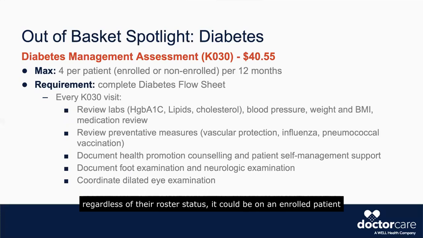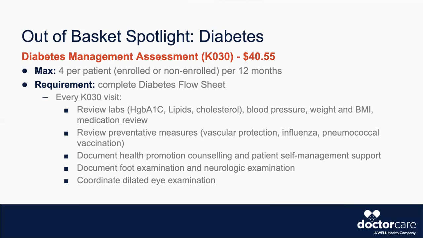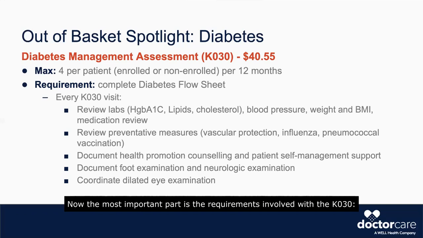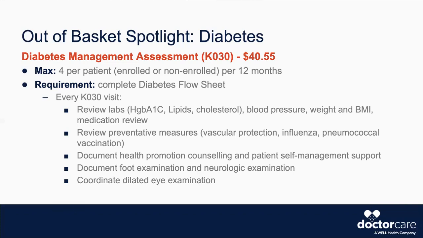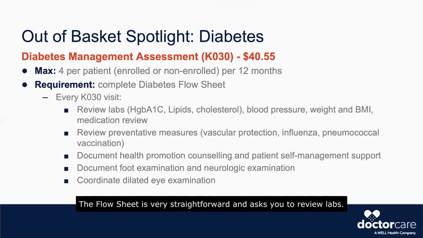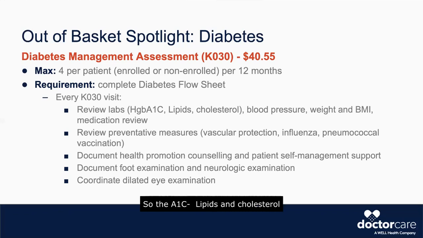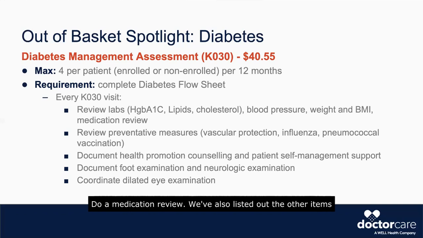And regardless of their roster status, it could be on an enrolled patient or a non-enrolled patient. Now, the most important part is the requirements involved with the K030. You have to complete what is defined by the ministry as a diabetes flow sheet. The flow sheet is very straightforward and asks you to review labs, so the A1C, lipids and cholesterol, reviewing the blood pressure, weight, and BMI, and do a medication review.